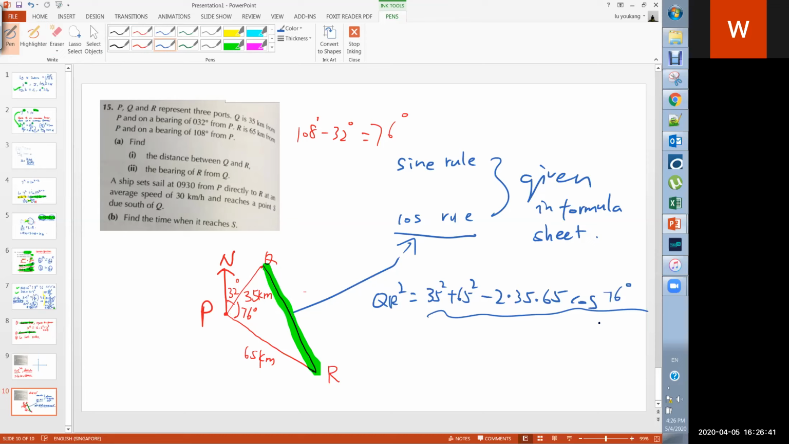Okay. Then next, the bearing of R from Q. Where's Q? Q is here, right? On top. So you go to the north. If here's 32, what is here? 180 minus 32, right? So help me out. 180 minus 32. 148. Okay.